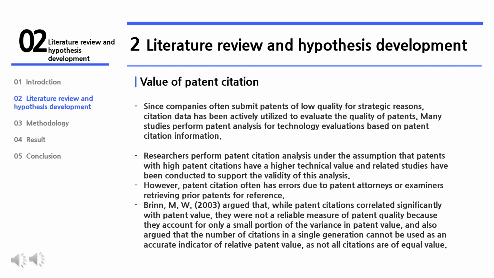However, patent citation often has errors due to the autonomy of the examiner retrieving prior patents for reference. Bryan argued that while patent citation correlates significantly with patent value, it was not a reliable measure of patent quality because it accounts for only a small portion of the variance in patent value. He also argued that the number of citations in a single generation cannot be used as an accurate indicator of relative patent value, as not all citations are of equal value.